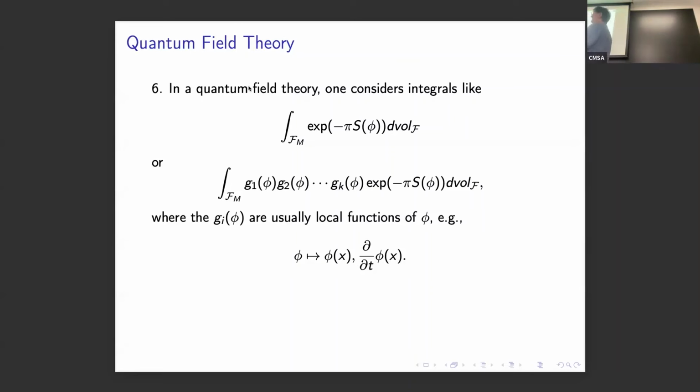Yes, that's right. It's not a fundamental group. Is that the question? That's right. That's right.